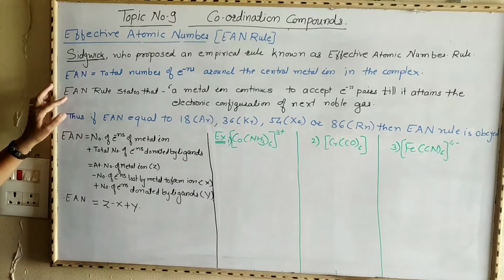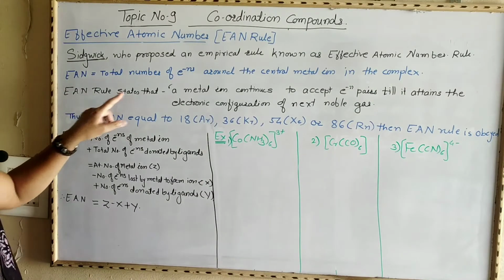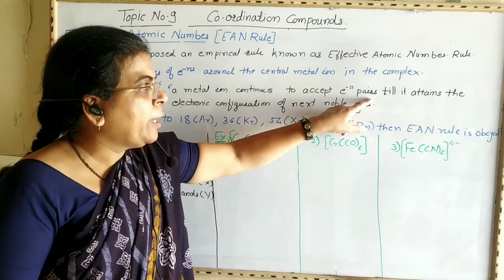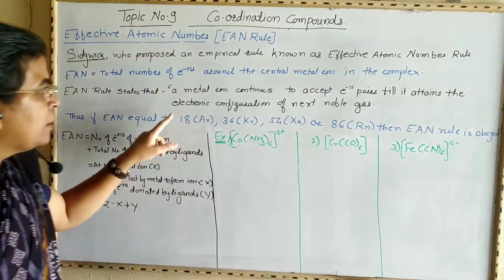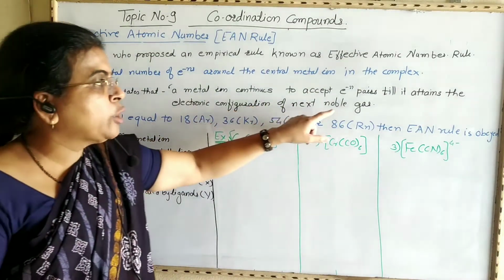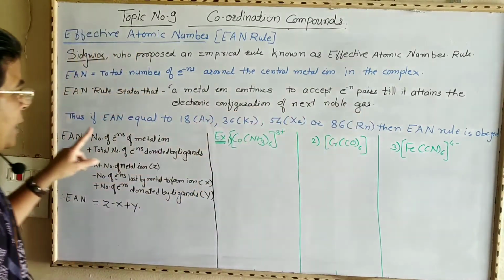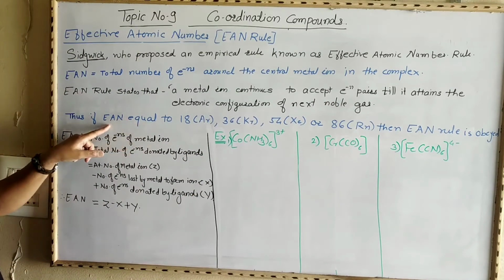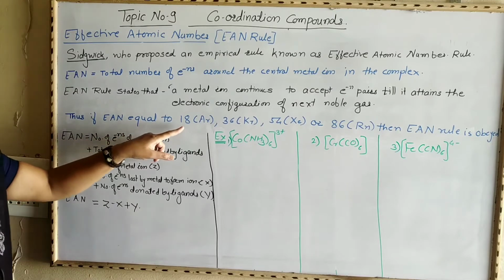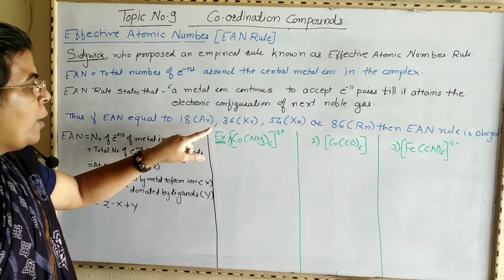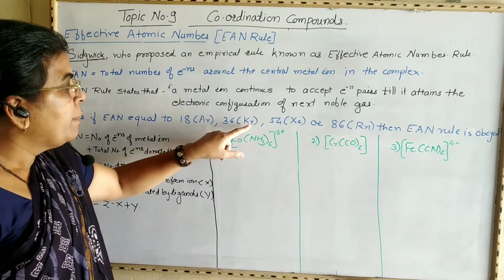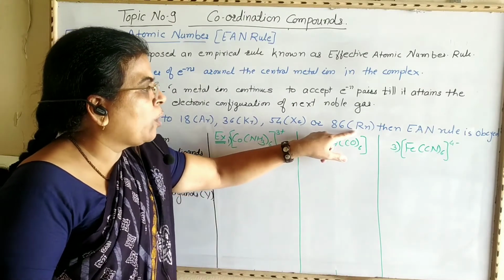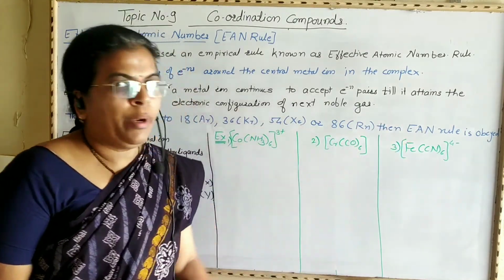Now the EAN rule states that a metal ion continues to accept electron pairs till it attains the electronic configuration of the next noble gas. That is, this EAN, or effective atomic number, equals 18, that is argon, or it is 36 for krypton, then 54, that is xenon, or 86, that is radon. Then the EAN rule is obeyed.